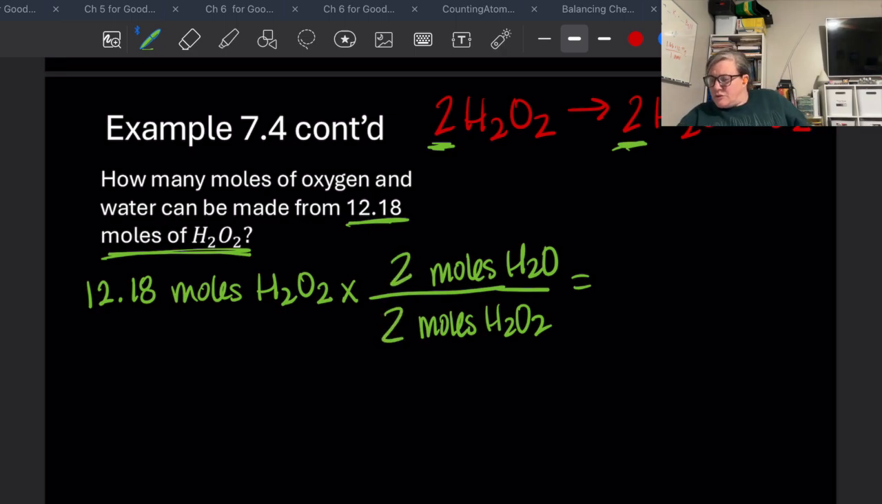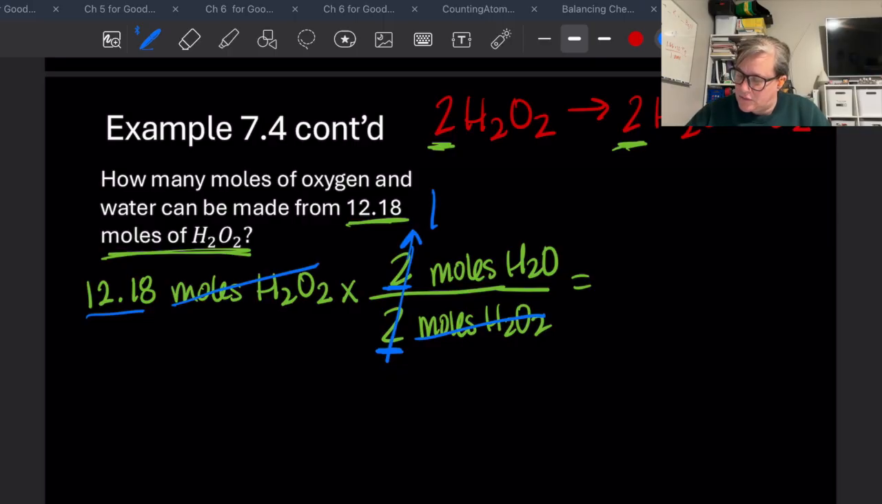Now, here's the deal. So let's see what we're going to be able to cancel out. Moles of H2O2 cancels out, right? And we end up with moles of H2O, which is great because that's what we want. Now, we have 12.18 times 2 divided by 2. 2 divided by 2 is the same thing as 1. Since it's a 1-to-1 ratio, you're going to need the same amount, 12.18 moles of H2O.